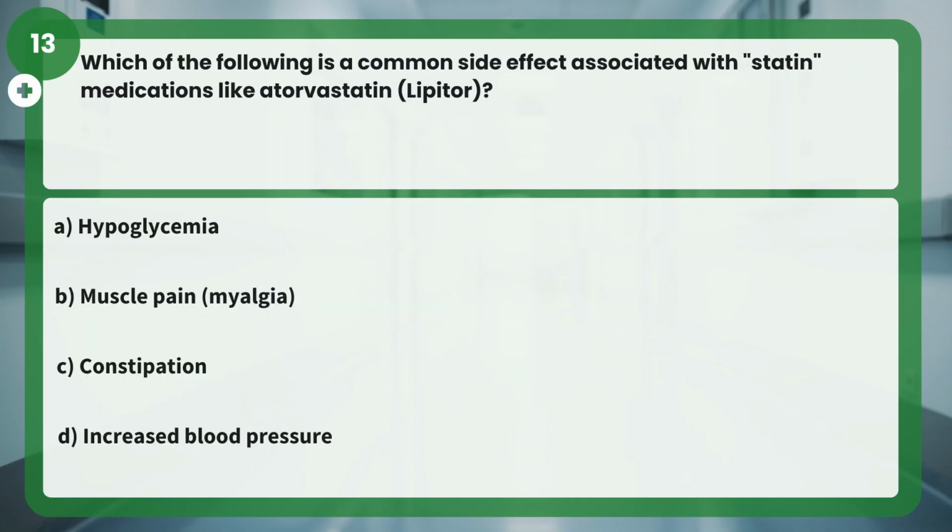Question 13. Which of the following is a common side effect associated with statin medications like atorvastatin, Lipitor? A. Hypoglycemia. B. Muscle pain, myalgia. C. Constipation. D. Increased blood pressure.